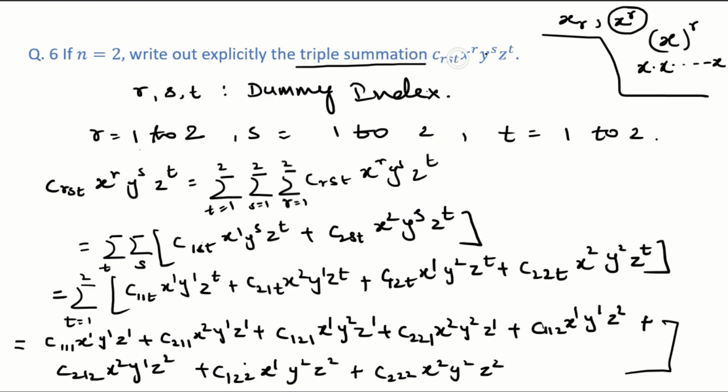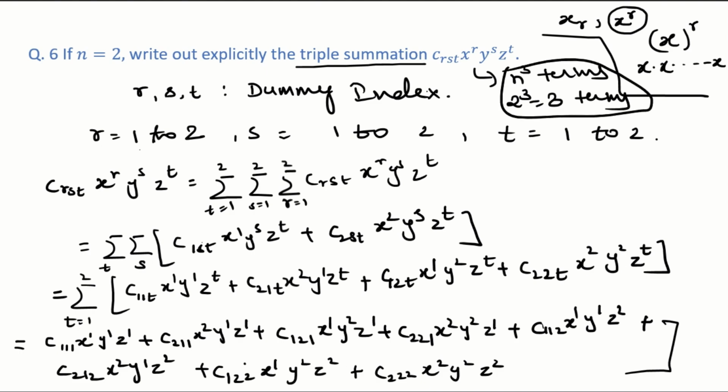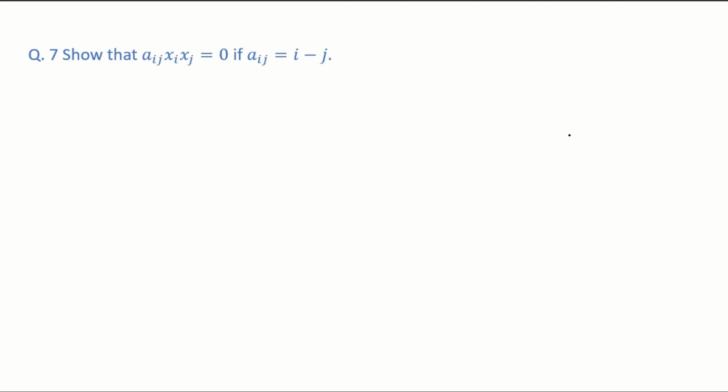So here we have 3 indices. If you have one summation, then you will get n terms. If you have a double sum, then you will have n square terms. Here we have 3 summations, so we will get in total n cube terms. The value of n is 2, so you will get 2 cube, that is 8 terms. This is the general formula. Okay, so let's move to the next question.